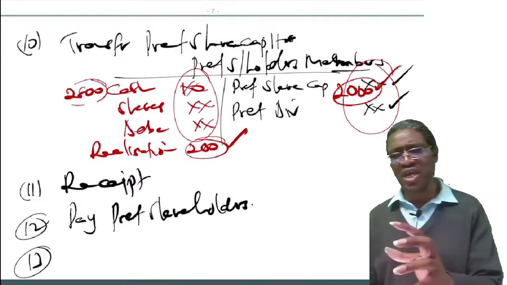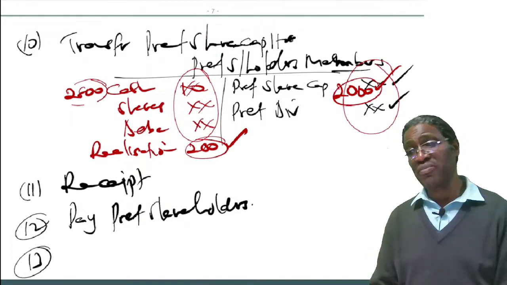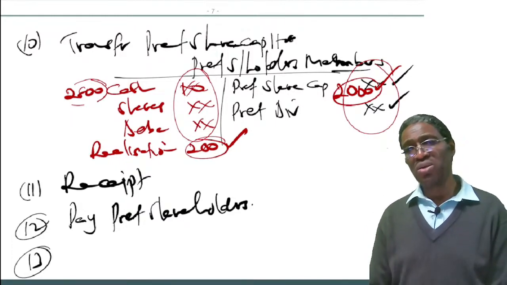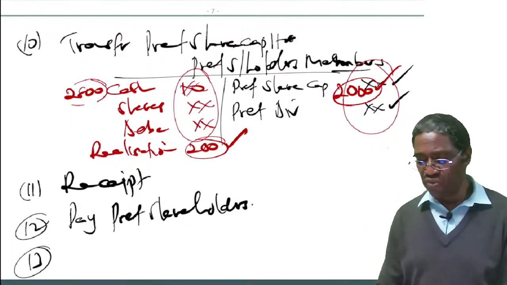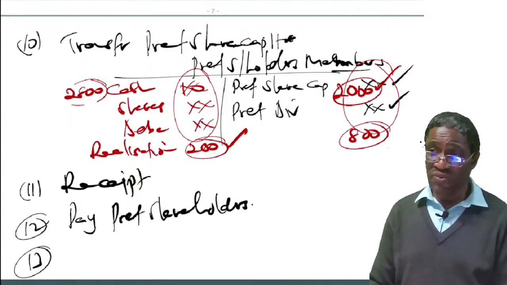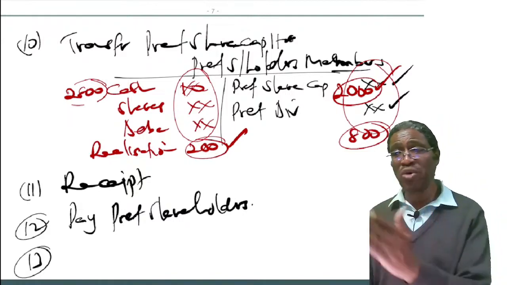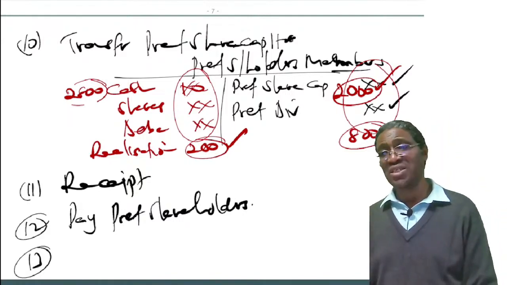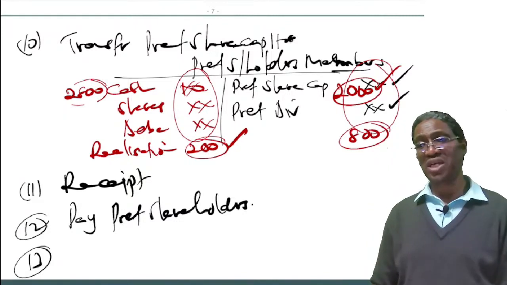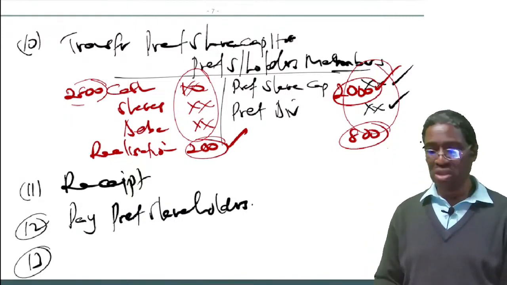So it means, therefore, that I'm giving them more than I owe to them. There's a difference of 800, which is on the credit side. That is obviously a loss on payment. When you are paying them more than you owe to them, that is a loss on payment. Take it again to the realization account.